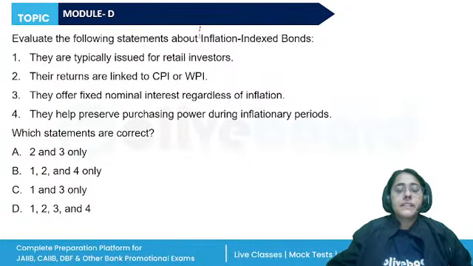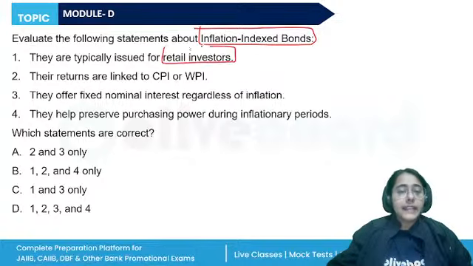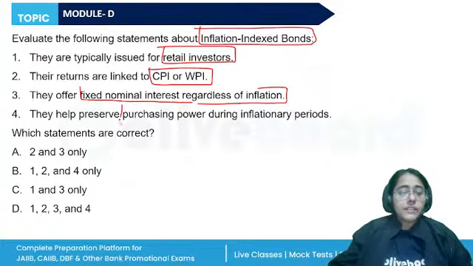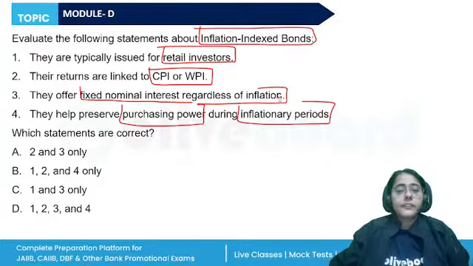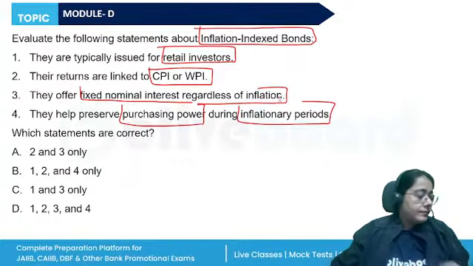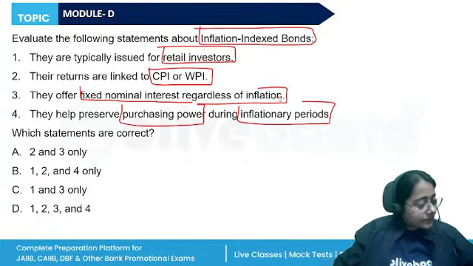Evaluate the following statements about the inflation index bond. They are typically issued for retail investors. The returns are linked to the CPI or WPI. They offer fixed nominal interest regardless of inflation. They help preserve purchasing power during inflationary periods. Answer this question, very simple. Which statements are correct? 2 and 3, 1, 2 and 4, 1 and 3, or all of the above? Read the statements carefully and then answer.